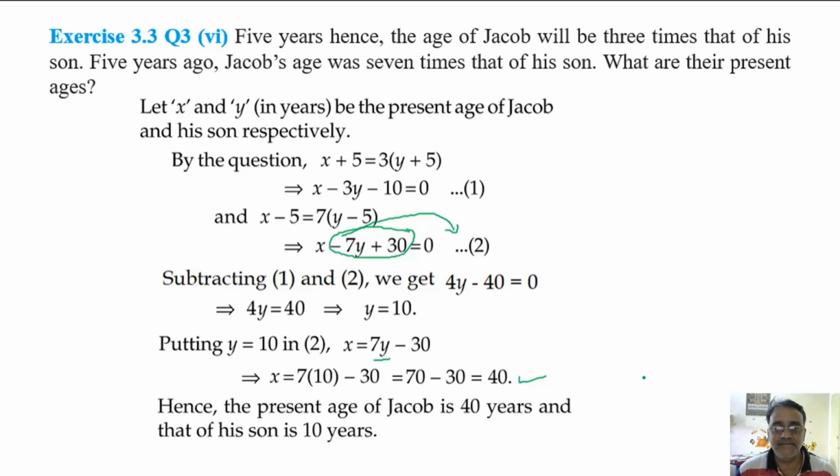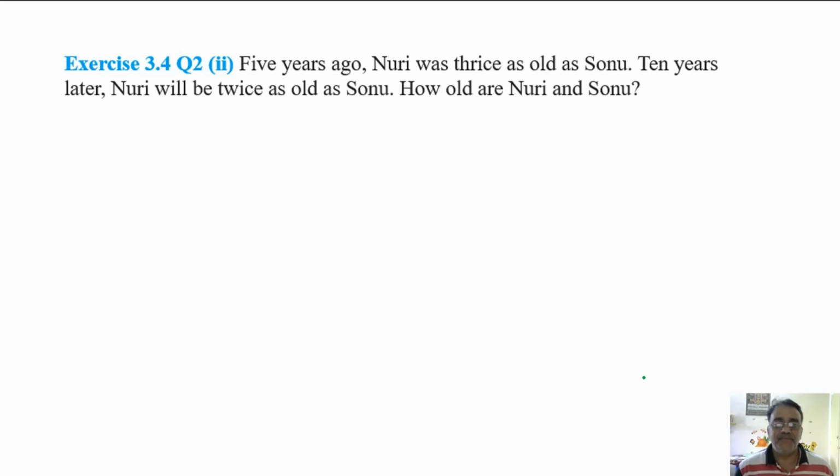Any doubt? No, sir. Okay. Now one more question from the textbook only. 5 years ago, Nuri was thrice as old as Sonu. 5 years ago means minus 5. 10 years later, plus 10, Nuri will be twice as old as Sonu. How old are Nuri and Sonu?